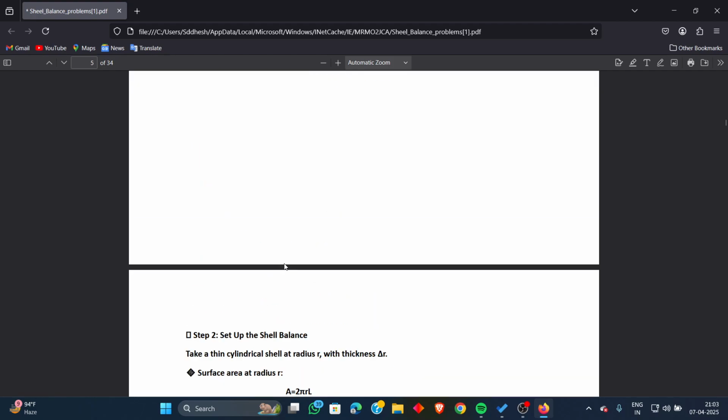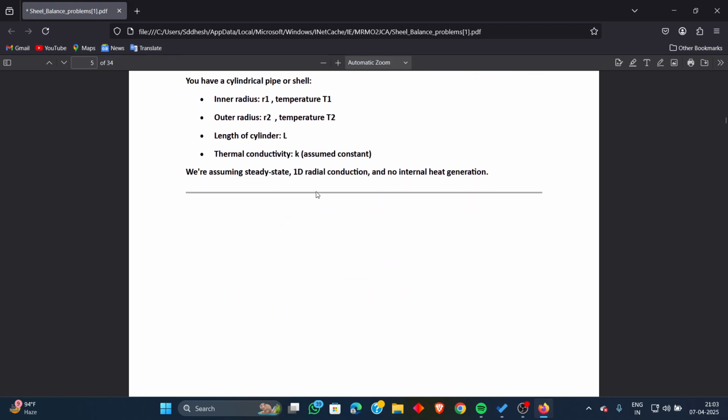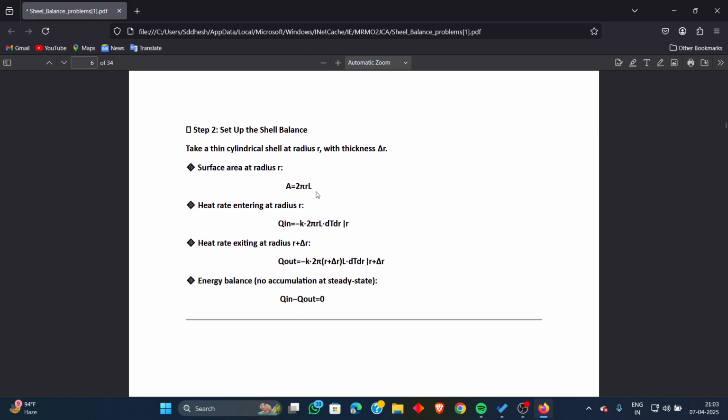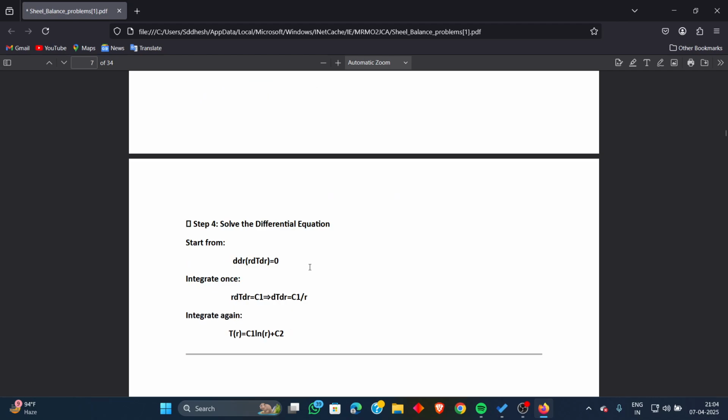We'll go once again through all the steps for radial conduction through a cylindrical wall. Step 1 was understanding the physical setup. Step 2 was setting up the shell balance, where we equated Q in and Q out. After derivation, step 3 was to derive the differential equation, which gives us the equation for radial conduction in a cylinder.